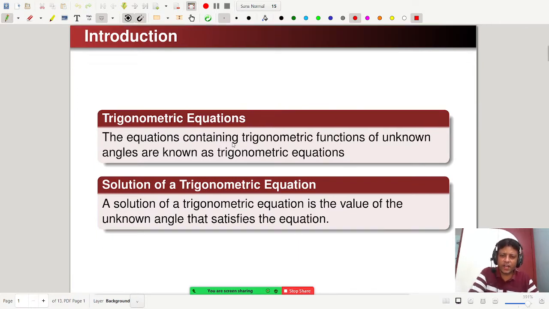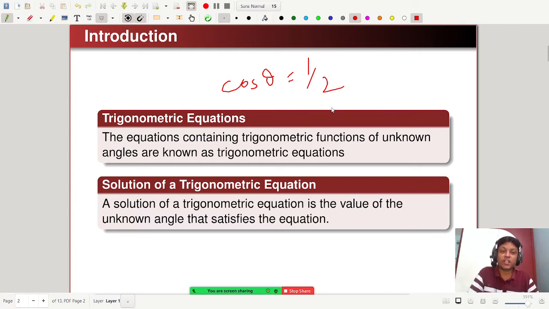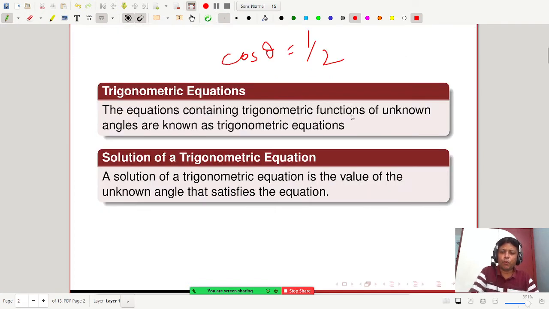The equations containing trigonometric functions of unknown angles are known as trigonometric equations. Just like if you say cos theta equal to half, this is a trigonometric equation. Or sin theta equal to 0, this is also a trigonometric equation. Maybe some complicated power is there. Theta is unknown, you don't know the angle theta, so this type of equation is called a trigonometric equation.